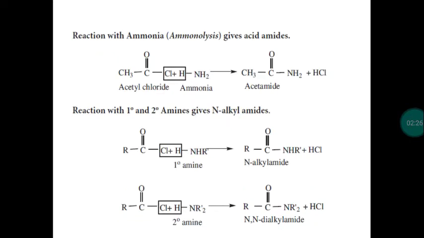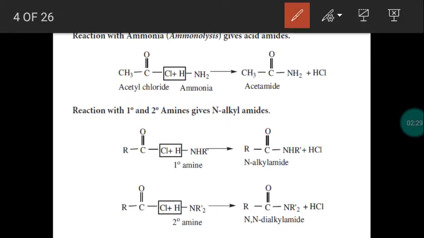Third chemical property, ammonolysis. Addition of ammonia. If ammonia is added to acetyl chloride, there is a liberation of hydrochloric acid with the formation of acid amide, general name. So CH3CONH2 is called acetamide.